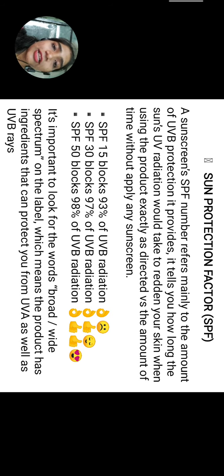SPF 30 blocks 97% of UVB radiation. SPF 50 blocks 98% of UVB radiation. Now the question arises: do we need to use a sunscreen which is 80 SPF or 100 SPF? That is not necessary. It all depends. As I have told you, Indian skin tans, we do not burn. So we do not need a higher SPF as such.